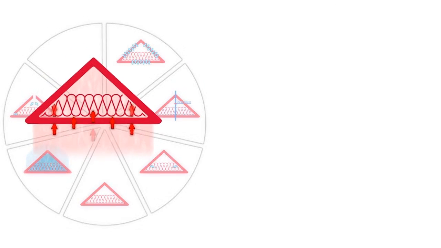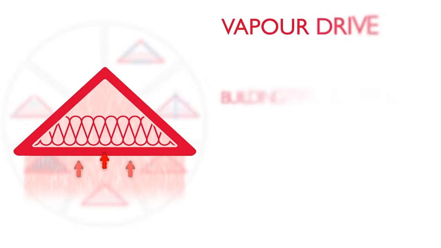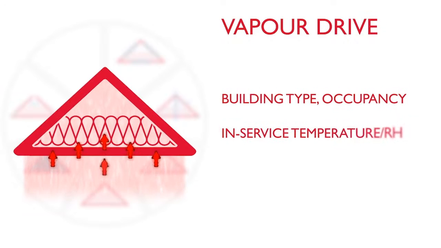Vapour drive through the roof structure. This is influenced by the internal and external environmental conditions present on the specific project. In the UK and other heating climates, where buildings are heated more often than cooled, this will typically be from inside to outside. The level of vapour drive is determined by the building type, use and occupancy. A large, cool, low-occupancy building such as a warehouse will have a low vapour load, while something like a swimming pool, which is typically much warmer and more humid, will have a correspondingly higher moisture load.